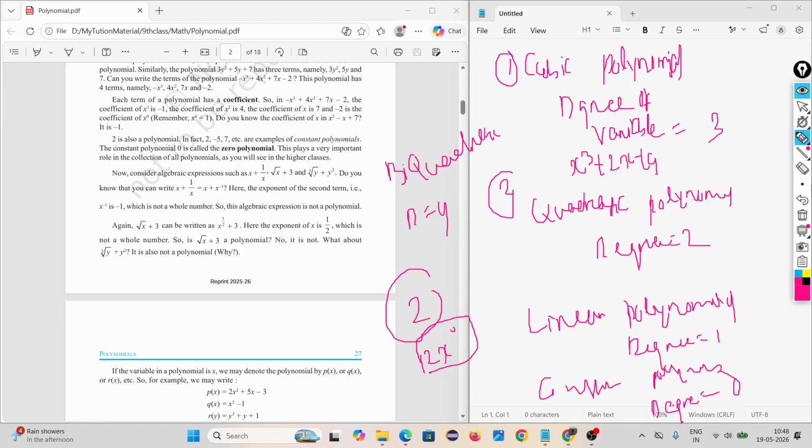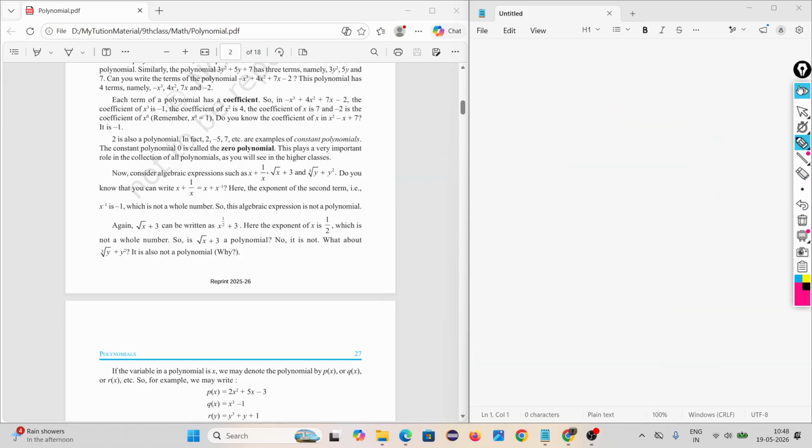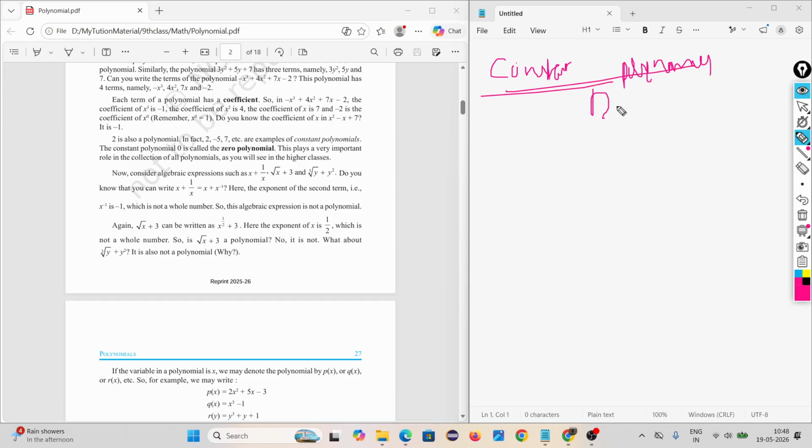Are you looking? Okay, this is the concept. Come to your book. 2 is also a polynomial. In fact, 2, minus 5, 7, etc. are examples of a constant polynomial. Now I'm telling you, a constant polynomial is a type of polynomial in which the degree equals 0. The degree of the variable equals 0. All the numbers, integers, whole numbers, all the constant values are examples of a constant polynomial. So how can you tell the degree is 0 here?